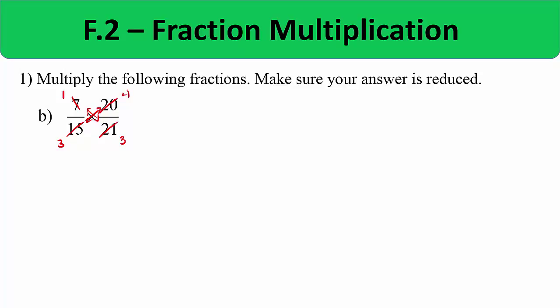So now that we've cross-canceled and simplified, we can multiply across. 1 times 4 is 4. 3 times 3 is 9. This is our final answer. And that's a lot easier than multiplying before we simplify.